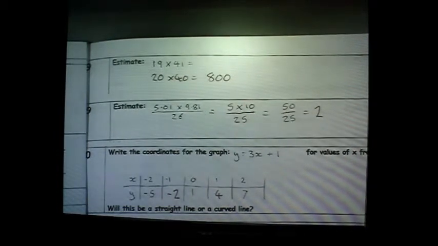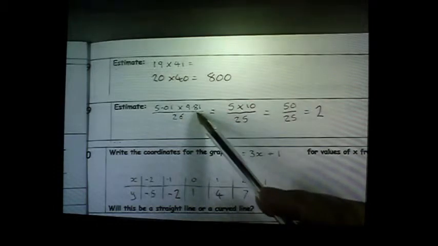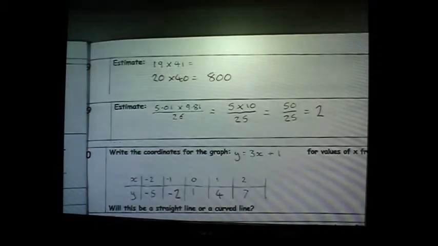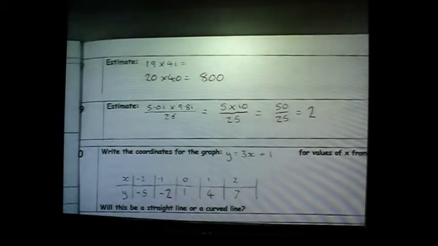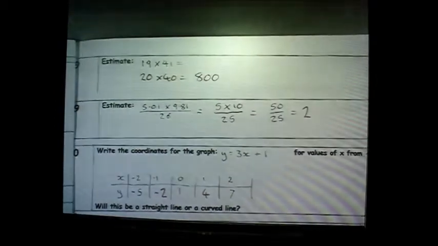Don't use a calculator. Don't round that to 9.8 and try and work it out. Estimate means quickly do it in your head. And it's a skill, being able to round these numbers so you can do it quickly.